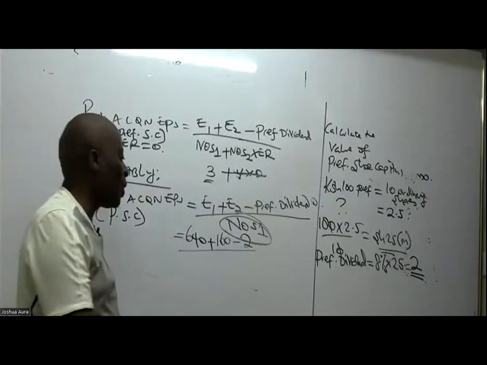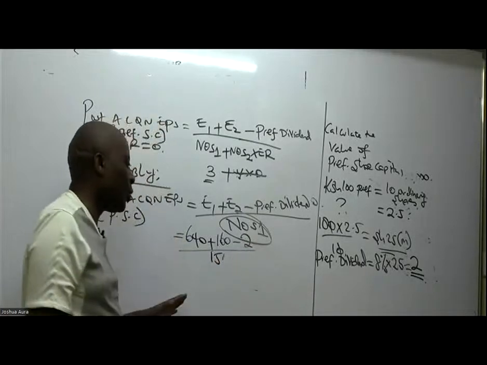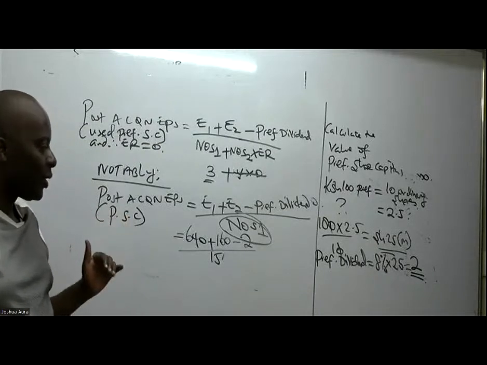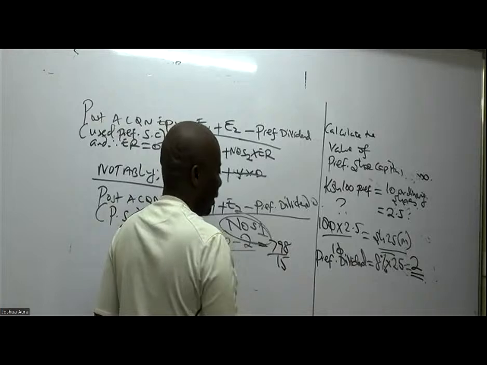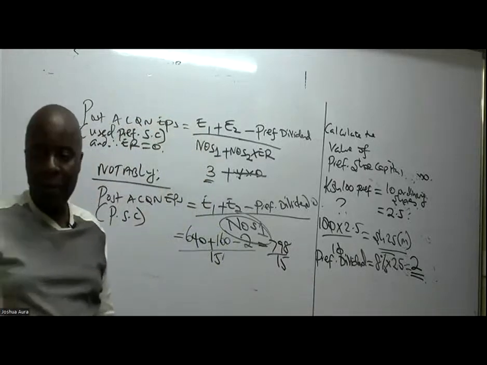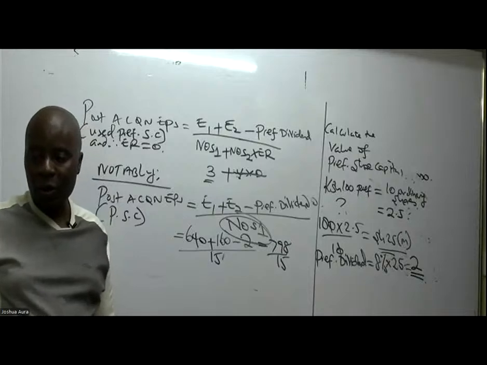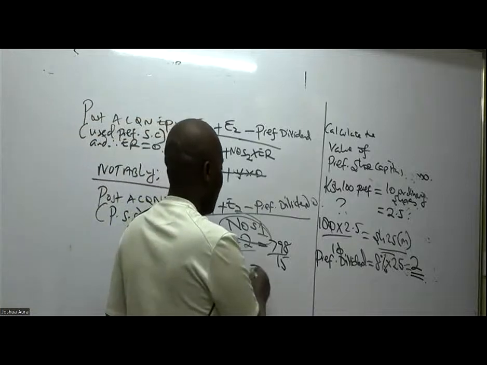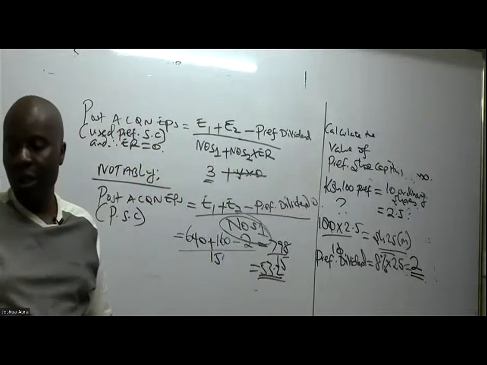So divided by 15. Here you have to go slowly. First of all, get the numerator. 640 plus 160 is 800, minus 2 is 798. So we have 798 divided by 15. 798 divided by 15 gives me what figure at the end of the day? According to the calculation, we are getting 53.2. Please double underline 53.2.